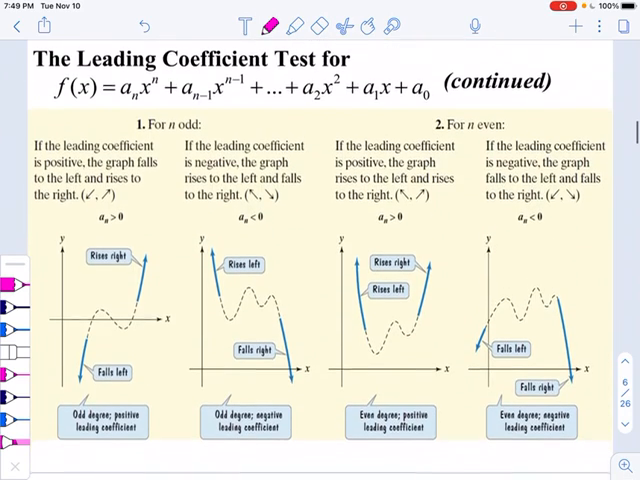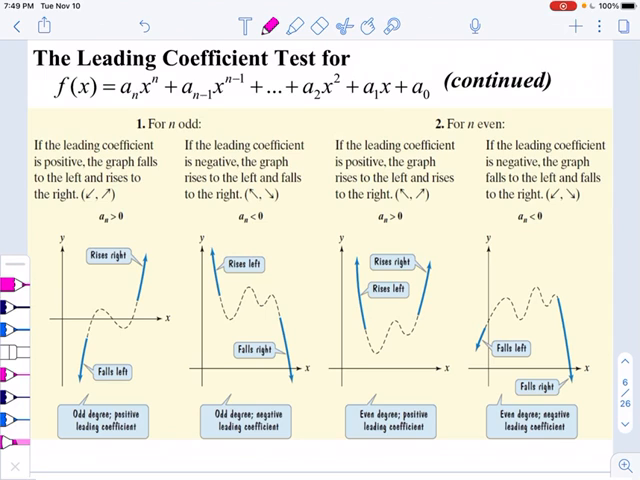So the leading coefficient test, let's see what it tells us. It says for odd and then for even. So we have two different pieces. We have if n is odd. That means that you're looking at a third degree, fifth degree, seventh degree, ninth degree, etc. It says if the leading coefficient is positive, the graph falls to the left and it rises to the right. So that means we're falling to the left and we're rising to the right. That is if a is positive. Odd degree, positive leading coefficient.